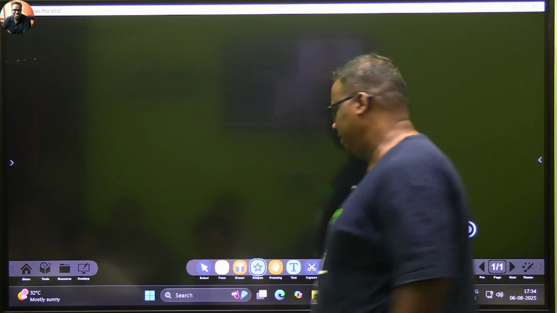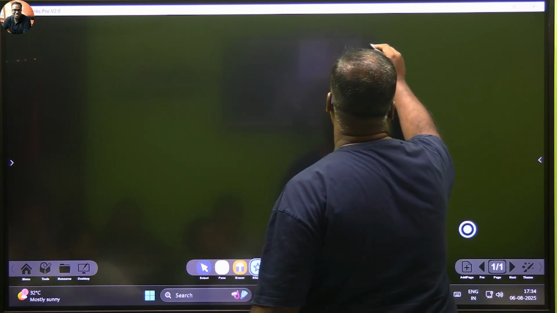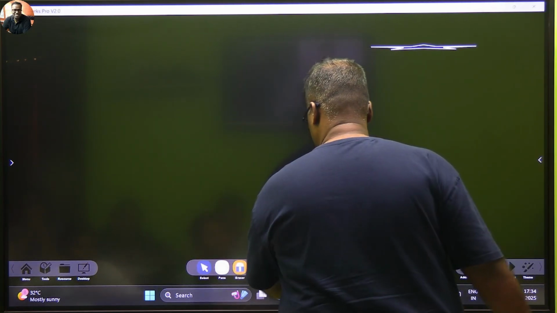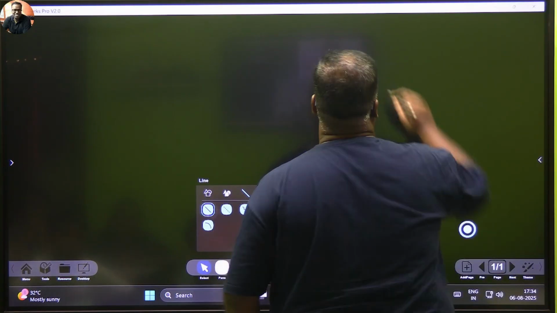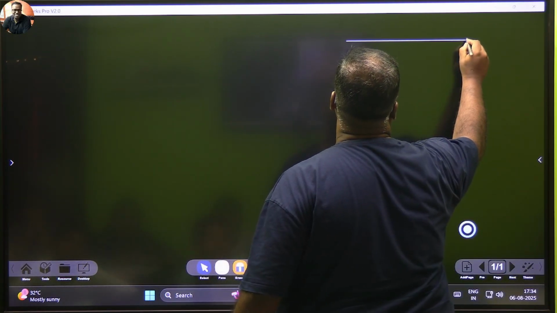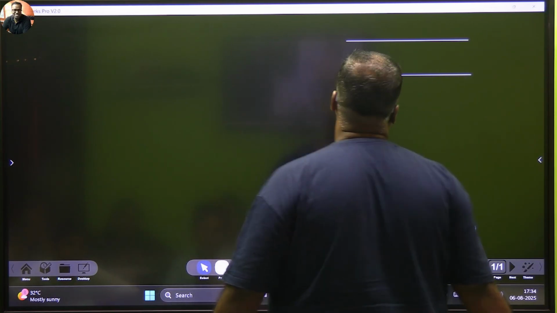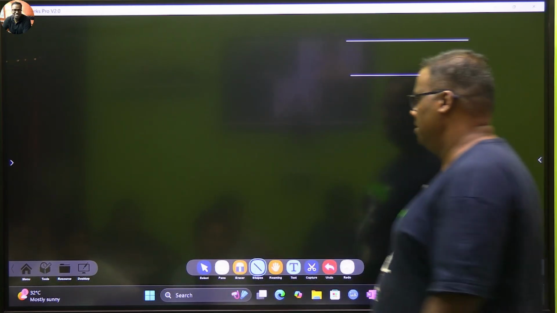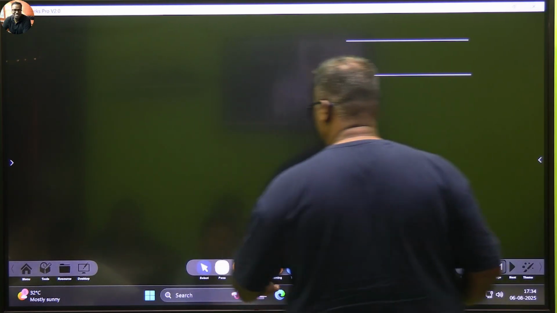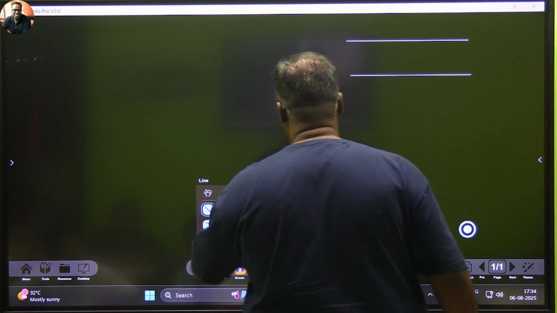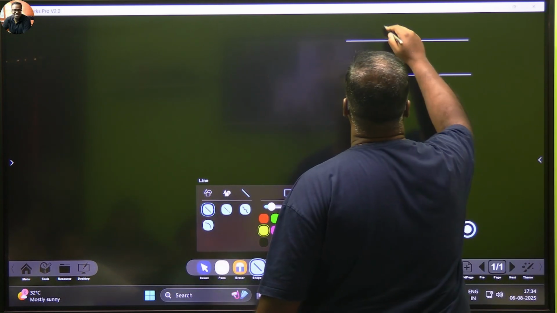All ready? Right. So suppose we have two parallel lines. This is the first line and this is the second line, and these two lines are parallel to each other. And you have another line which cuts through these two parallel lines. I'm taking it in this manner.